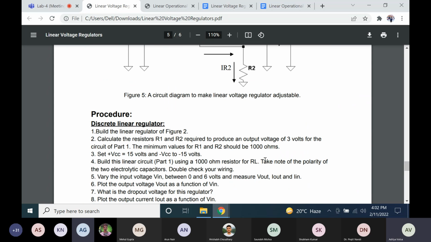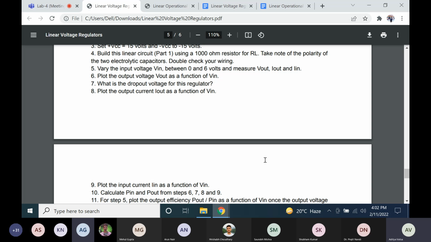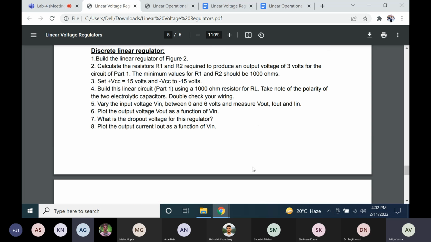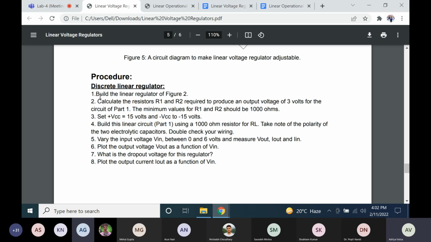Here we have seen the three circuits, and we have those three parts for that. This is the first one which we will make manually, the complete circuit. We'll build the simulation, and calculate the resistance of R1 and R2 required to produce an output voltage of 3 volts for the circuit of part 1. Minimum is 1k, so above 1k we have to choose the resistance. We'll set the VCC for 15 volts and minus 15 volts, using RL 1k.